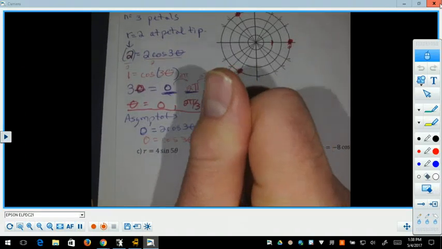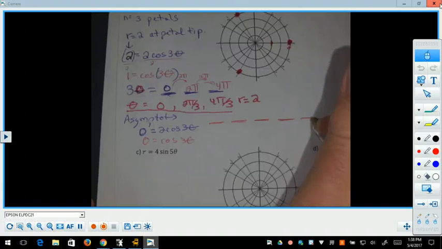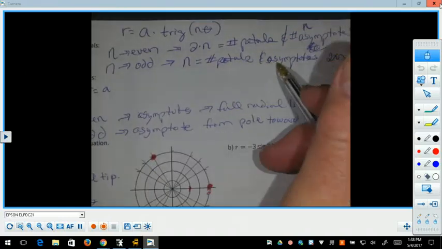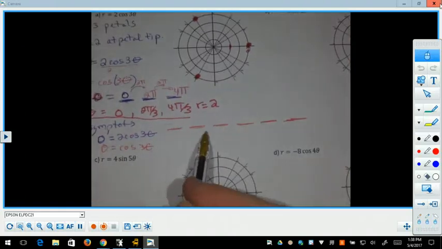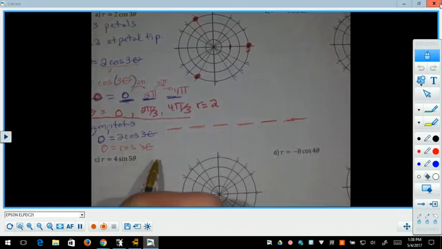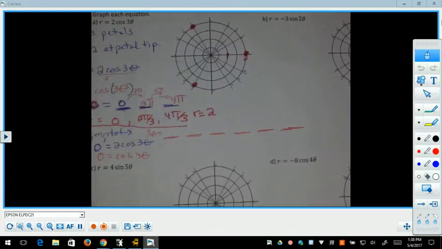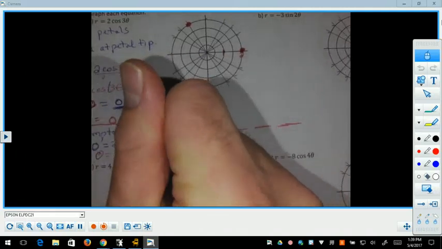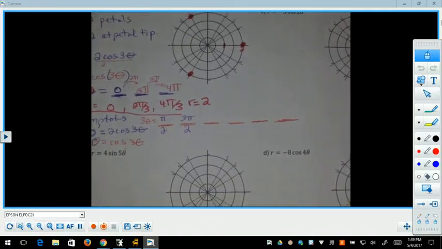However, how many spots do I need to fill? Careful. 6. When it's odd, we said the number of asymptotes is 2 times n. So I actually have 6 spots to fill. So 3 theta gives us, for when cosine is 0, pi over 2 and 3 pi over 2, right? But now I need 4 more values.